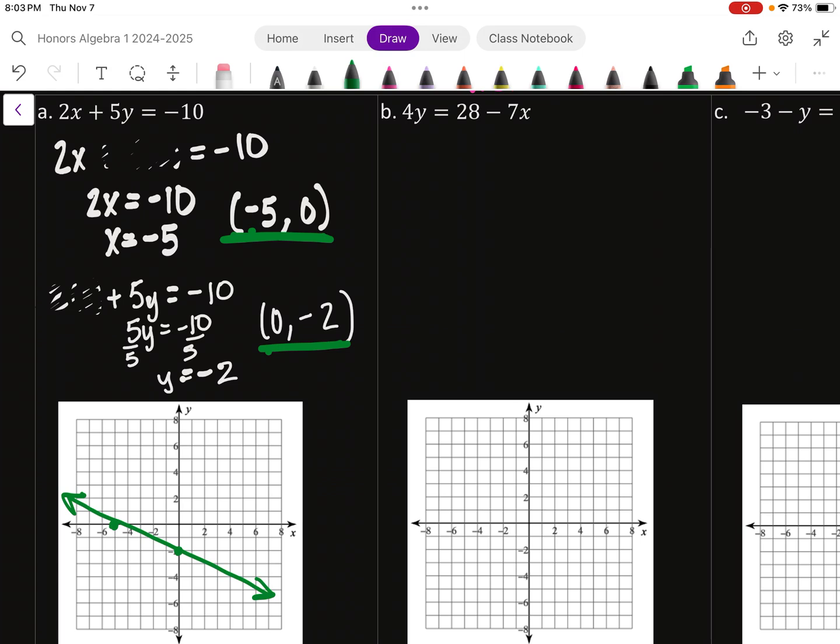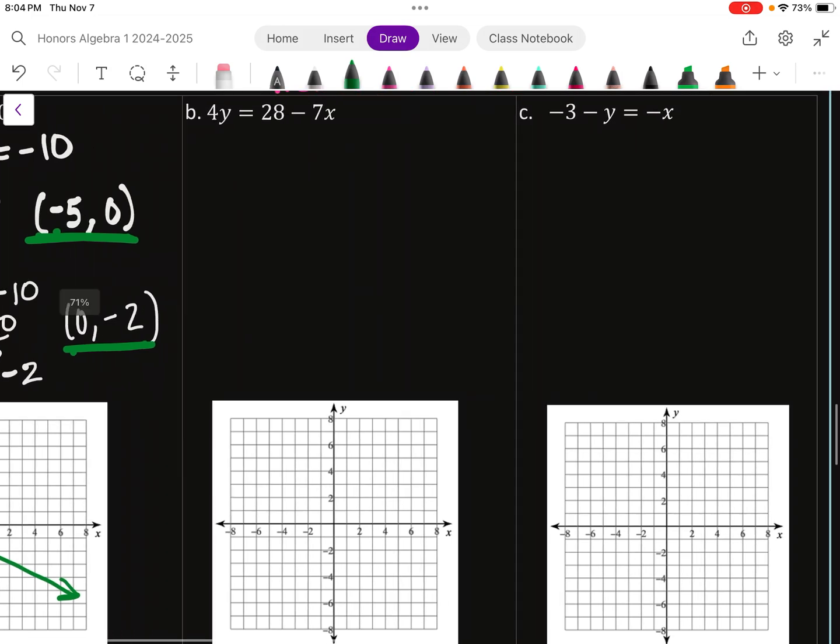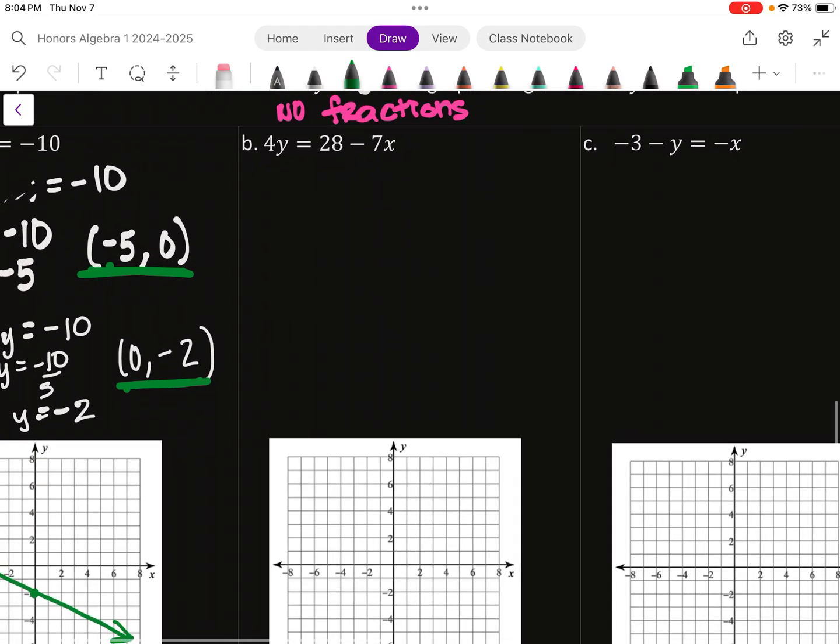So again, we can always plug in 0, but we can also use the idea, what if I cover up the x to find the y, and then cover up the y to find the x? All right, B. B is not in standard form. To get it in standard form, I can move this 7x to the left.